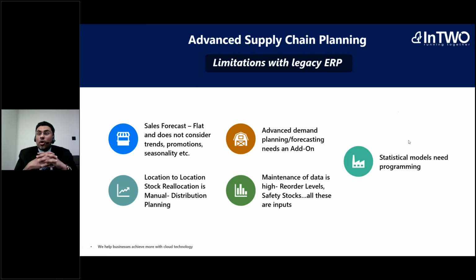Statistical models often need programming in all these ERP systems. So if these are some of the limitations, and I'm sure there are a lot more that I can call out, but if these are the limitations with legacy ERP systems, what can an advanced supply chain planning system do for you? To overcome these limitations, you will need to start taking into account order history, planned orders, industry trends, and your organizational strategic activities.